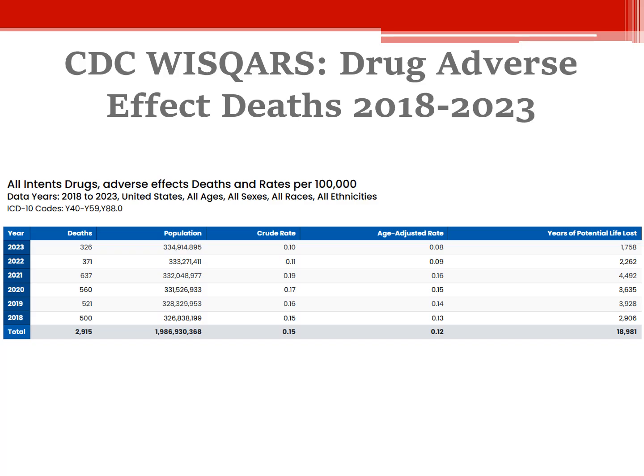During the early and middle stages of the COVID-19 pandemic, a lot of people were trying a lot of different drugs and other medications in hopes that they would provide a little extra boost to the immune system. And unfortunately, some of the things that were used by people did result in some fatalities. But as you can see, there have only been a total of 2,900 that were coded by ICD-10 code and entered into WSCARs as drug adverse effect deaths in the 6-year period from 2018 to 2023.